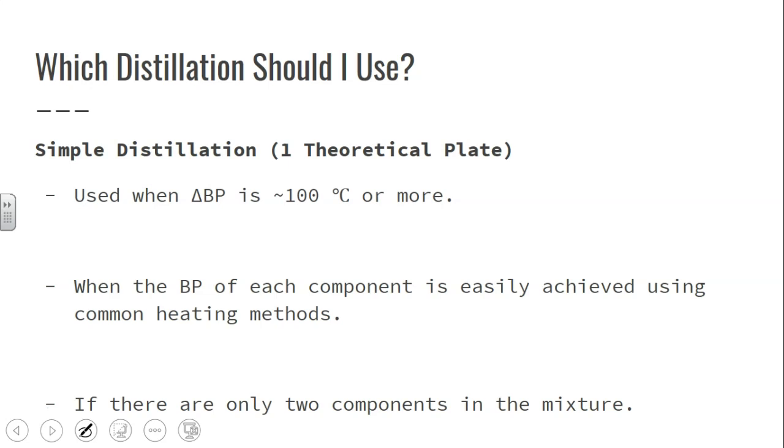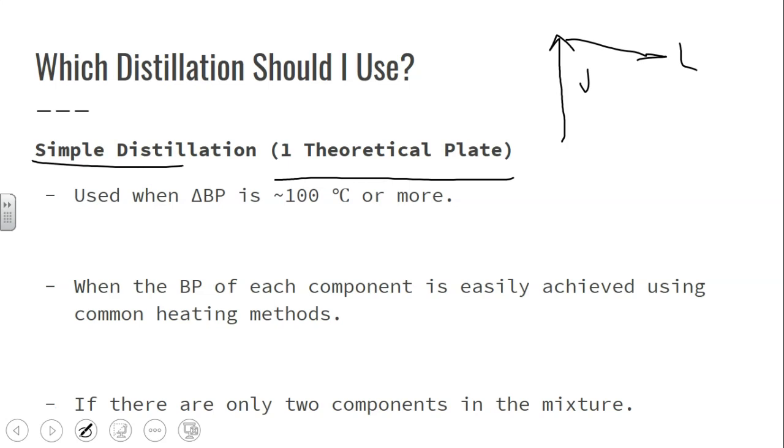Okay, so simple distillation. Simple distillation is called simple distillation because it really is pretty easy. It has 1 theoretical plate. So remember, it undergoes 1 vapor to liquid cycle when the vapor goes up to the condenser and goes through. And then you use simple distillation when the temperature is usually 100 degrees or more. When you only have 1 or 2 theoretical plates, the difference in boiling point has to be pretty great in order for it to be effective.